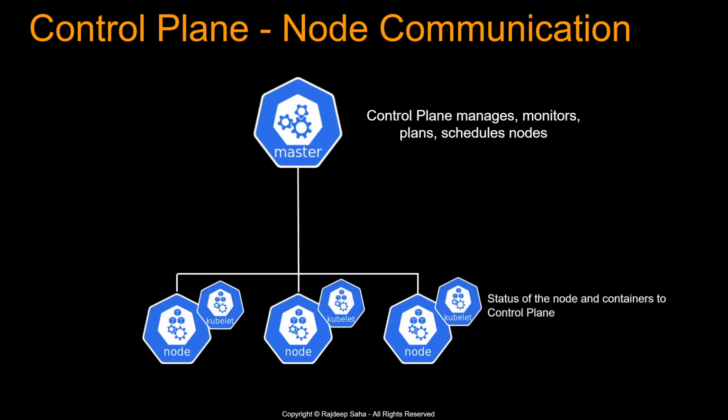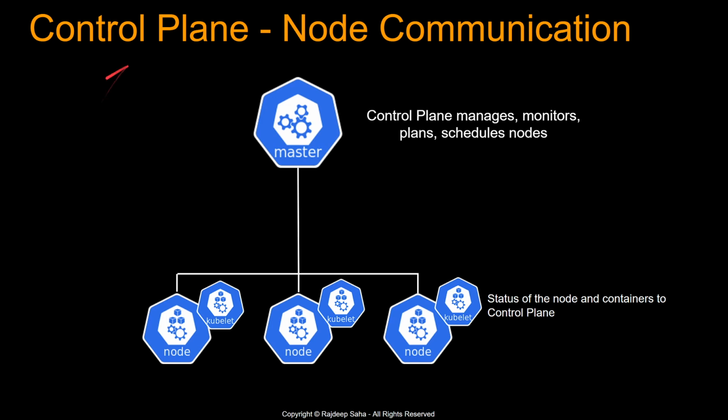A kubelet is an agent that runs on each node in the cluster. It makes sure that containers are running okay. If something goes wrong, it reports back to the master. And at the same time, if the master wants to schedule a container in the nodes, it communicates that via the kubelet. All right, so master communicates with the node using kubelet.